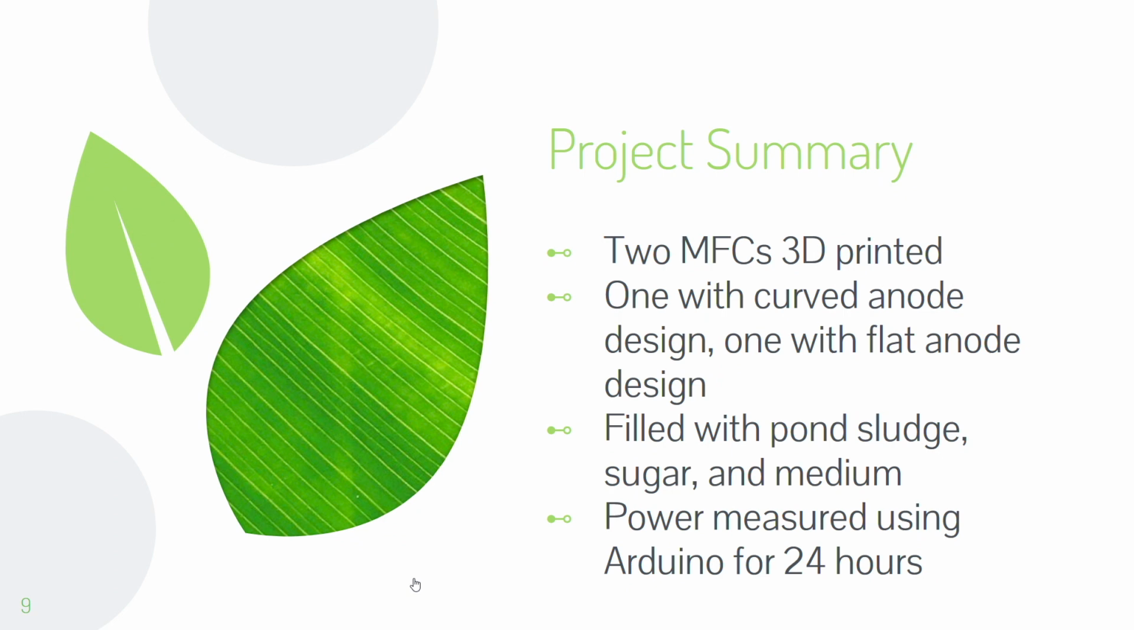In this project, two MFCs were 3D printed and assembled. They were filled with pond sludge, which is a good source of exoelectrogenic bacteria, sugar, and a medium solution. They were put under load and run for 24 hours. An Arduino and a sensor were used to measure voltage, current, and power of these two cells.